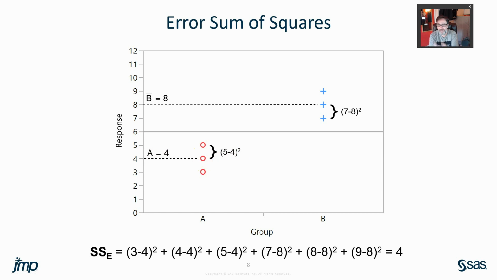0 to the power of 2 is 0, and then 3 minus 4 is minus 1, so minus 1 to the power of 2 equals 1. So effectively 1 plus 0 plus 1 plus 1 plus 0 plus 1 equals 4. So that's the error. That's what we can't explain. Our model is not clever enough to explain the variation. But that's okay, that's the nature of this model. These variations from the group means are what we call the variance within the groups.